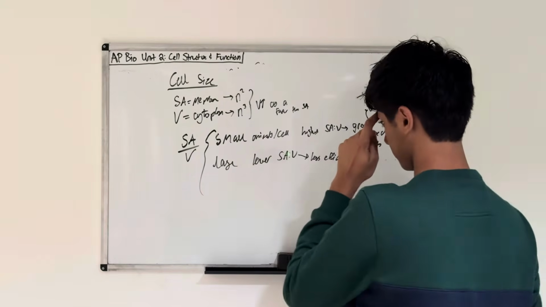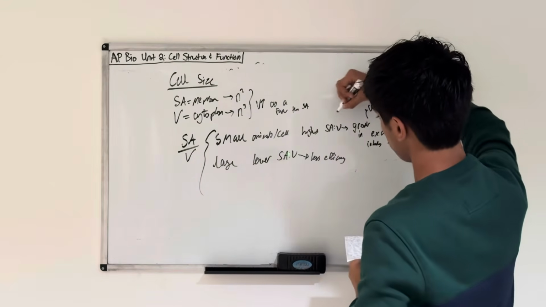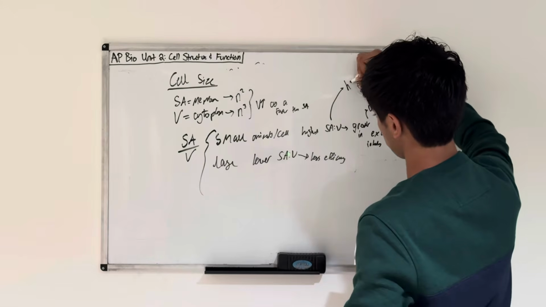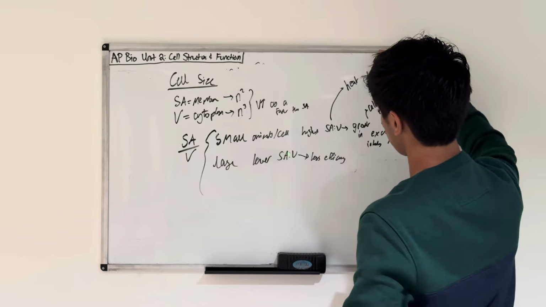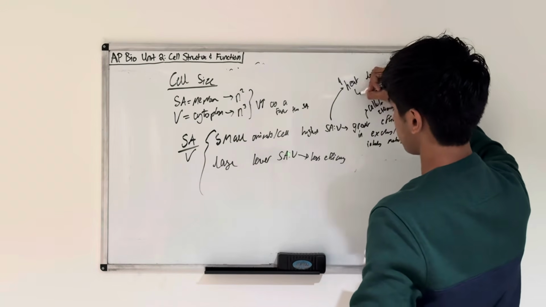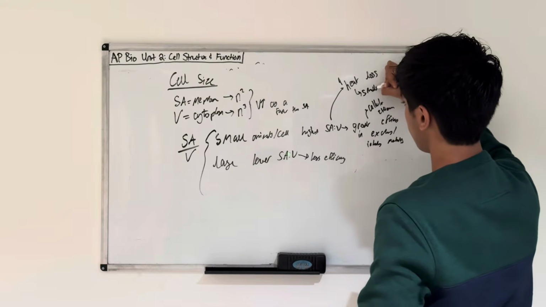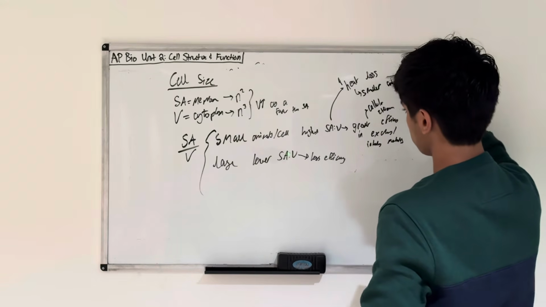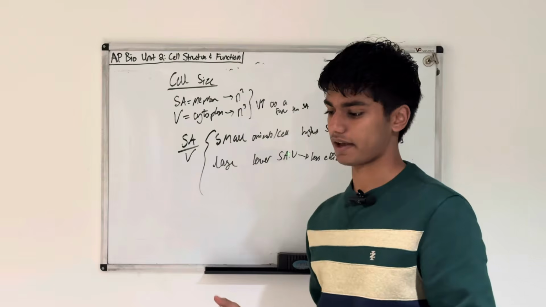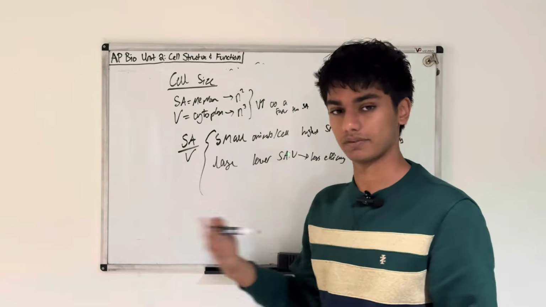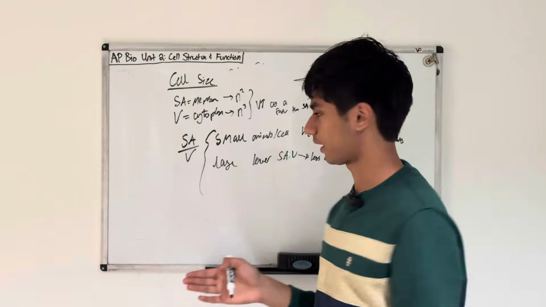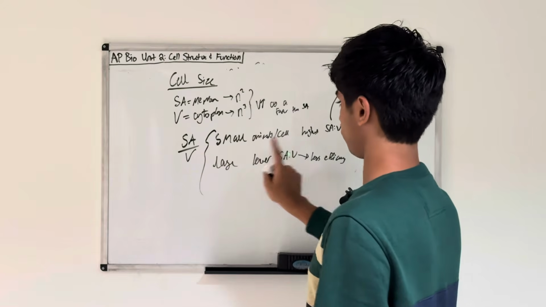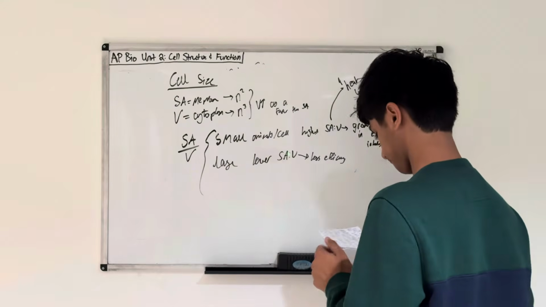One more thing to note is that because we have a high surface area to volume ratio, we're also more susceptible to heat loss. It's an increase in heat loss, which is why smaller animals have a higher metabolism. Like bunnies, they have higher metabolic rates because they need to generate more heat because they're losing it faster because their surface area to volume ratio is higher.